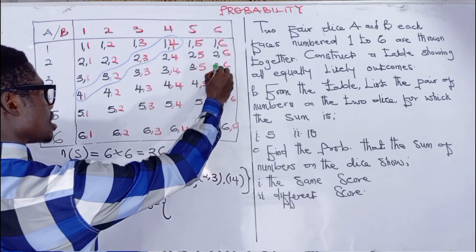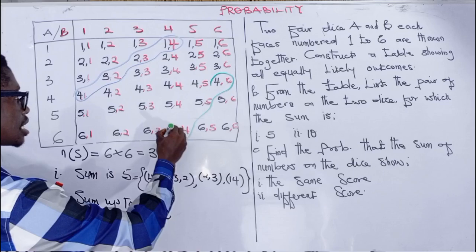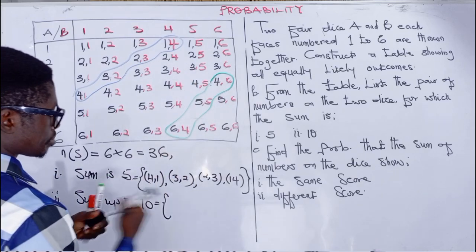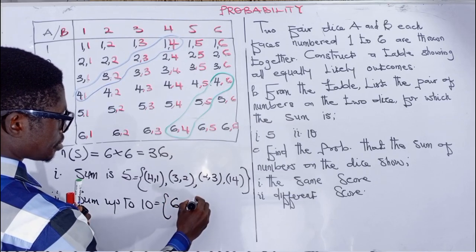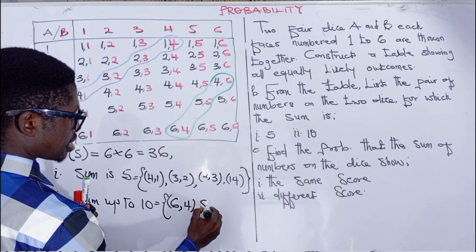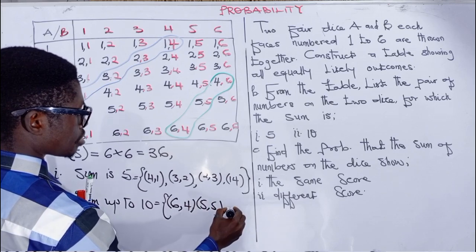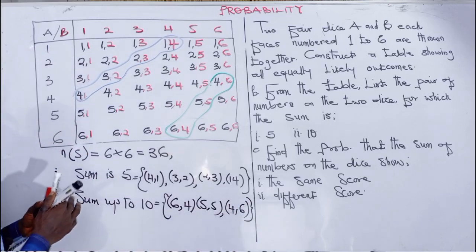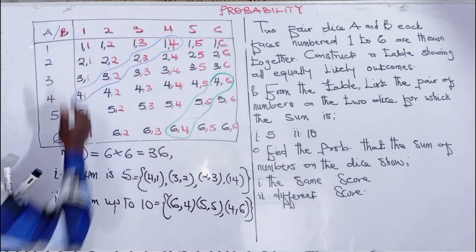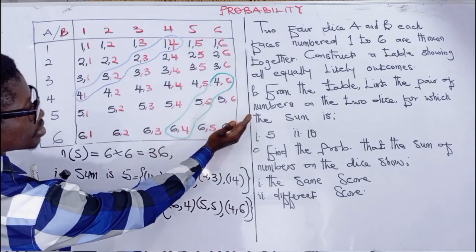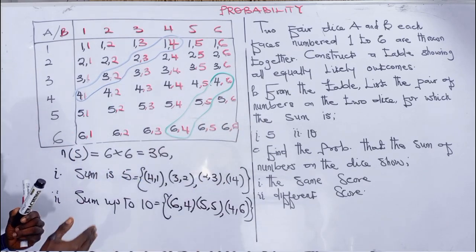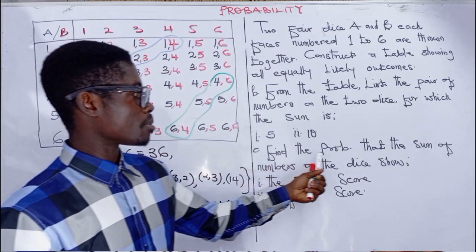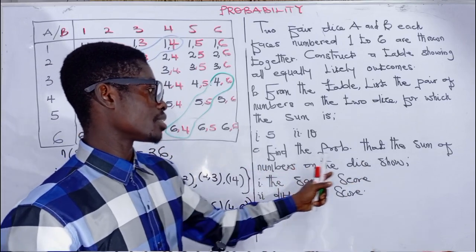So let me use the green ink for us to see clearly. So let's list them. 6 and then 4. We have 5 and then 5. And then we also have 4 and then 6. Very, very easy. All these pairs of numbers here will give us a sum less than 10, and all these pairs of numbers here will give us a sum which is more than what? 10.